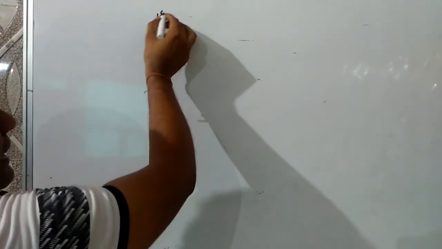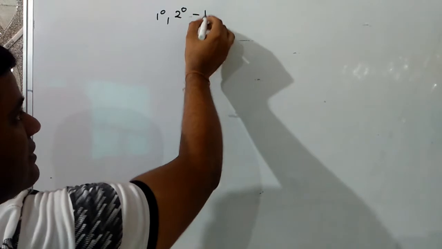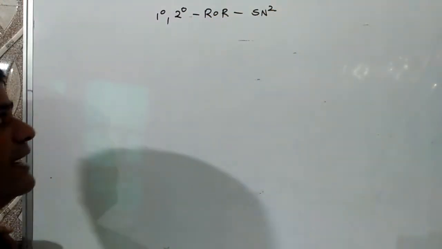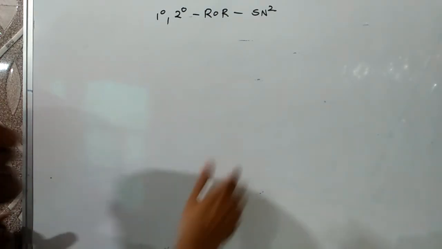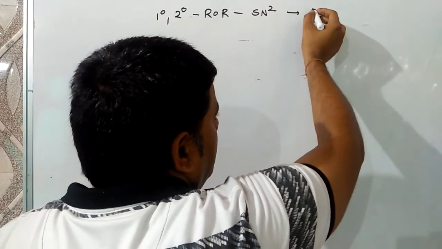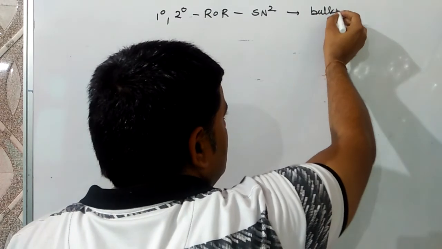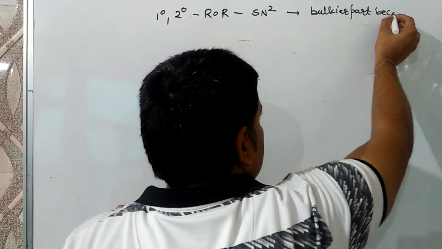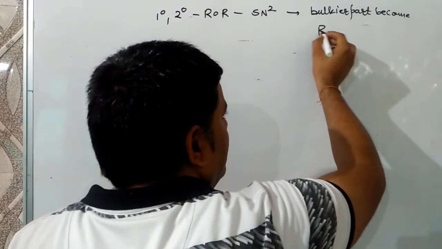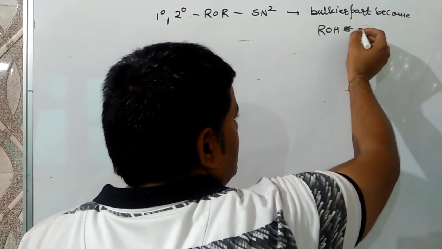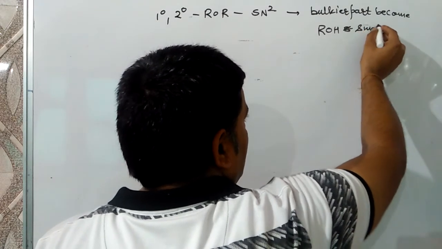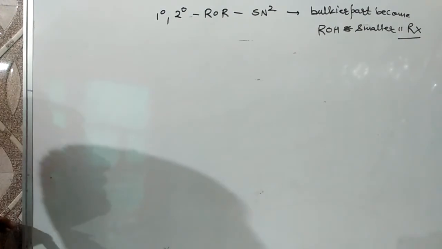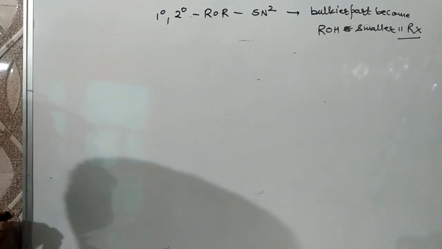So for primary and secondary ethers, the SN2 mechanism will be there. That's why the bulkier part becomes alcohol, and the smaller or lighter part becomes haloalkane. Bulkier part becomes alcohol and smaller part becomes haloalkane.